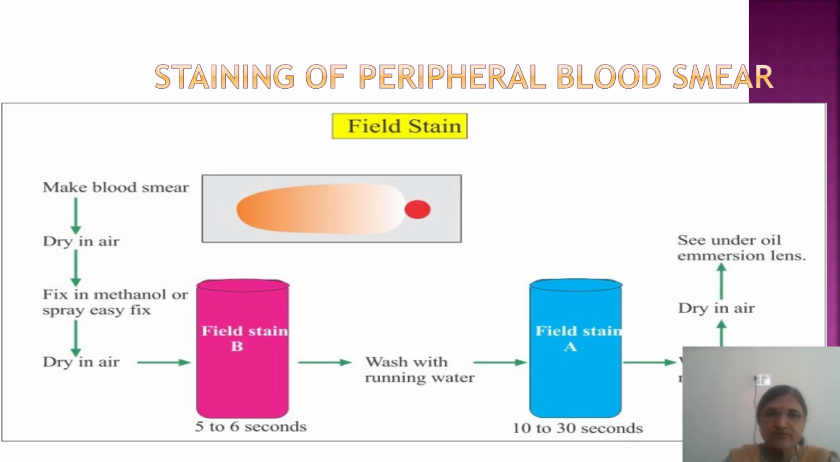So now staining, there are two methods, Field stain and Leishman stain. In Field stain, you have to fix the smear after drying. So fix with methanol or with spray, then dry, then put that slide in a few dips into Field B, wash with water, then Field A, a few dips, and then wash with water, dry in air and put oil and see under the oil immersion lens.